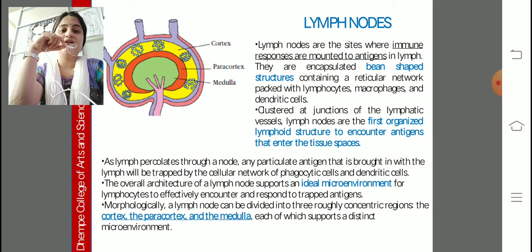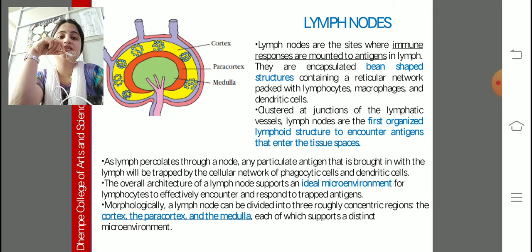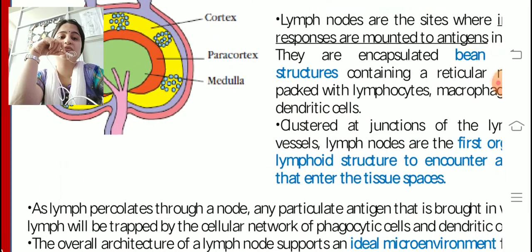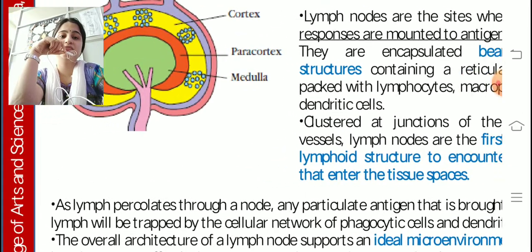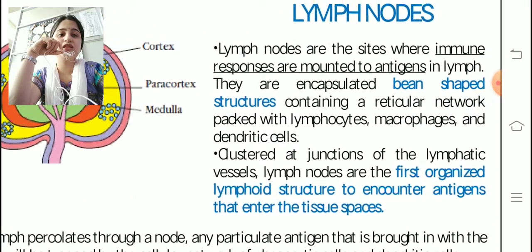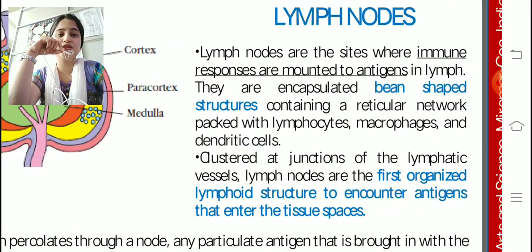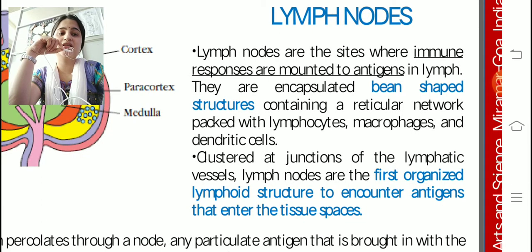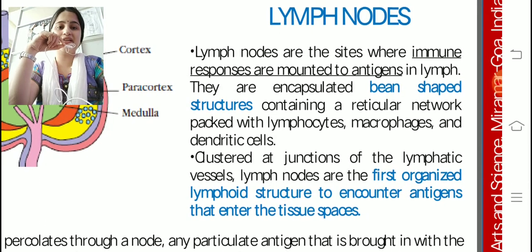Okay. Now this is the lymph node. This is the typical structure: the outer cortex, inner medulla, and between the medulla and the cortex is the paracortex. What are lymph nodes? Lymph nodes are the sites where the immune response is mounted to an antigen in the lymph. So they are the place where antigens are trapped.